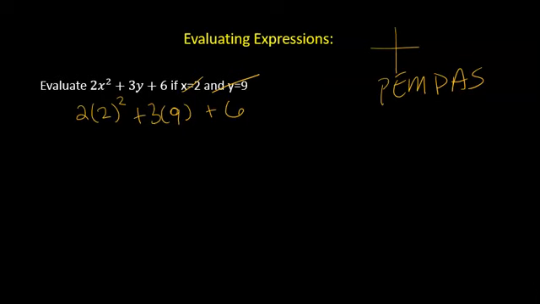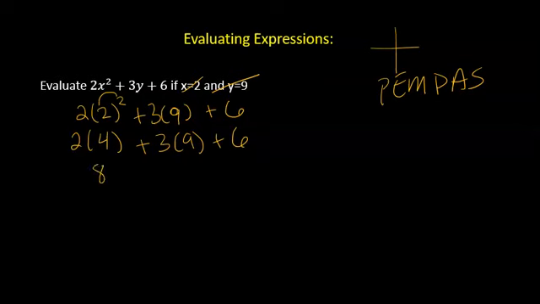So it looks like I'm going to do the exponent first, this little guy first. And every time we do that, it gets thrown into whatever is sitting next to it. So it's going to look like this: 2 times 4 plus 3 times 9 plus 6. Great. So next we're going to multiply everything together.